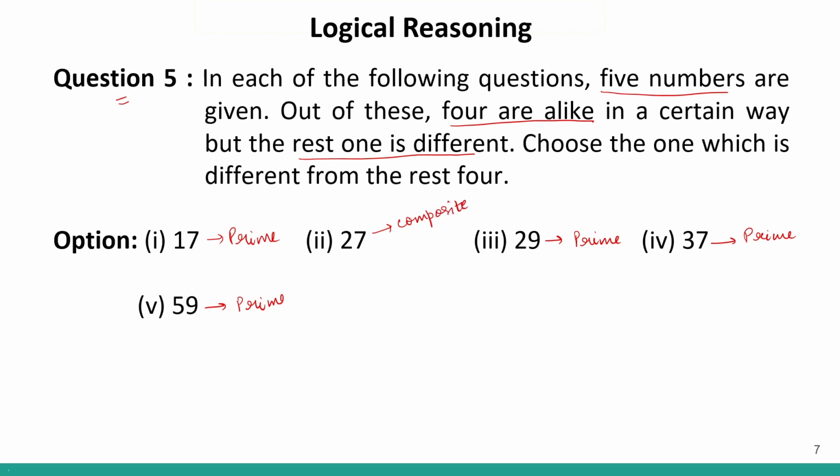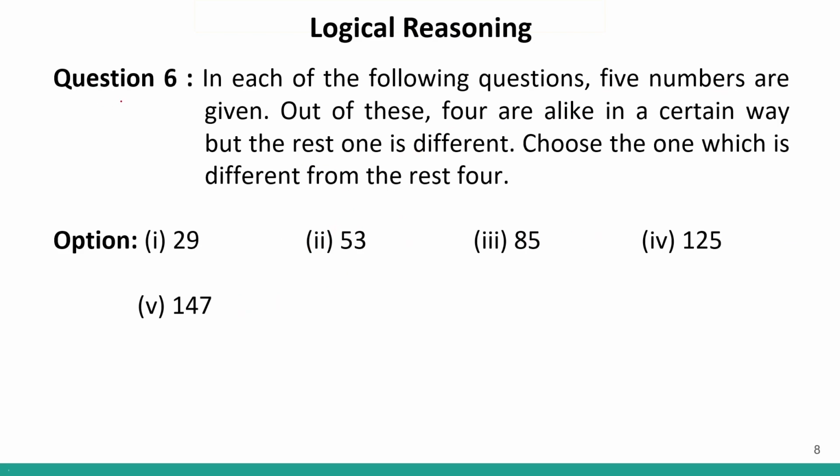So if I do prime factorization for 27, I can write it as 9 into 3 or I can write it as 3 into 3 into 3. So we have multiple factors for 27, hence it is not a prime number. Hence option number 2 will be the correct answer to this question. Clear? Question number 6. Again, 5 options are given to us and we have to identify which of the following is different. Which of the following is the odd one out.